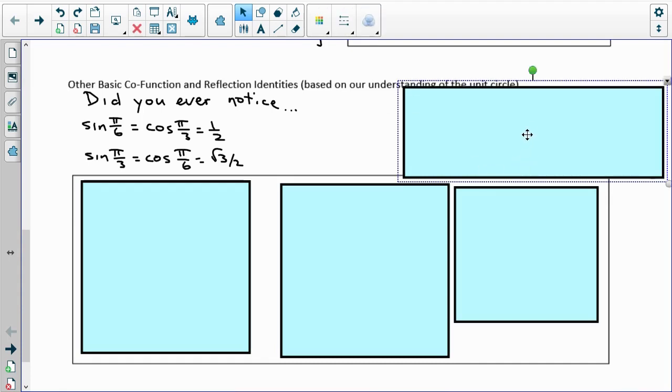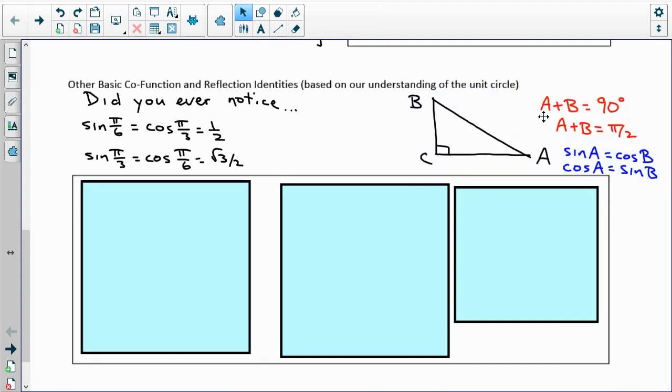This is something that you actually learned in geometry, that if I have a right triangle, I know that the other two angles have to add up to 90, which is the same thing as pi over 2 in radians. And so another thing you always learned is that the sine of A, being opposite over hypotenuse for A, is going to be the same thing as the cosine of B, because whatever was opposite of A is going to be adjacent to B. So the sine of one angle in a right triangle is equal to the cosine of the other angle in a right triangle.